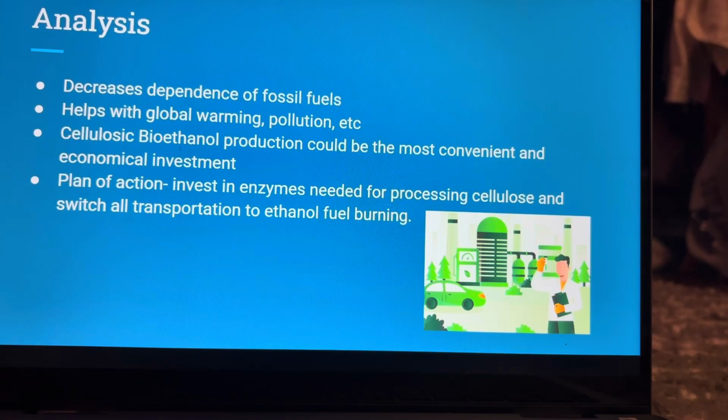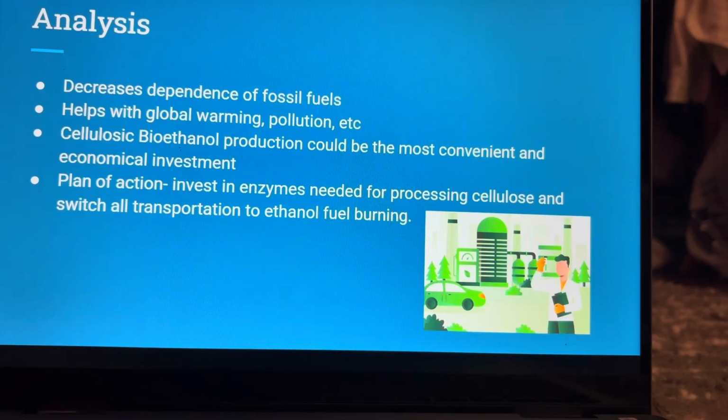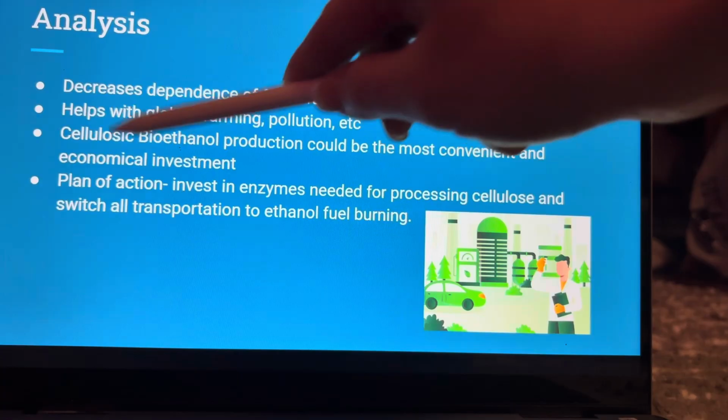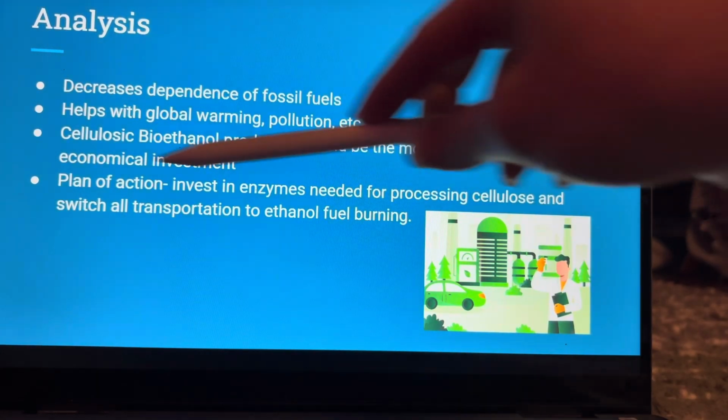So a general overview of bioethanol: it's going to be decreasing fossil fuels, helps with global warming, pollution, and other environmental issues, and a plan of action is to take this cellulose-based bioethanol and use this, because cellulose is taken from the waste products of both the starch or sugar, which is taking trash and turning it into fuel, whereas doing the starch-based or sugar-based method is taking food into fuel. So this is better for economic investment.